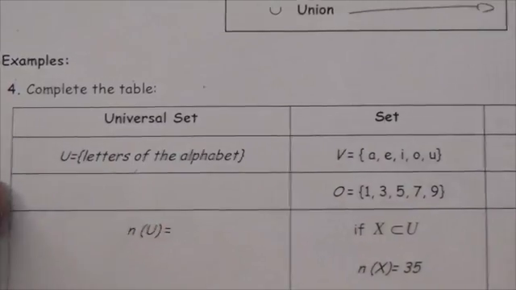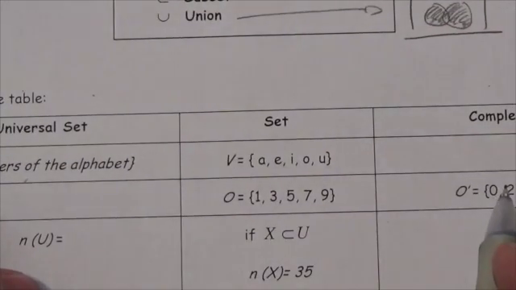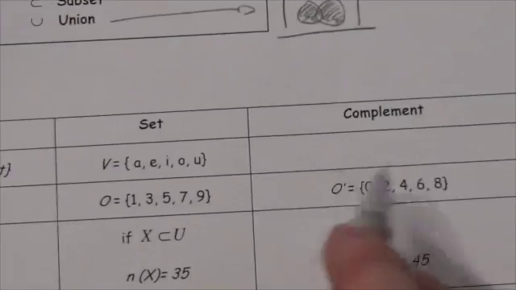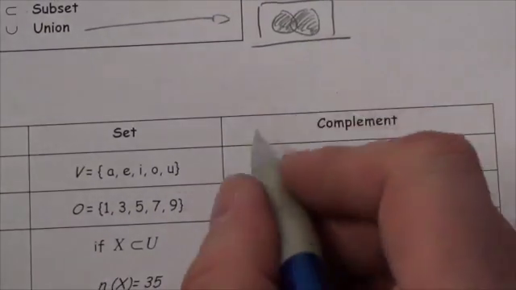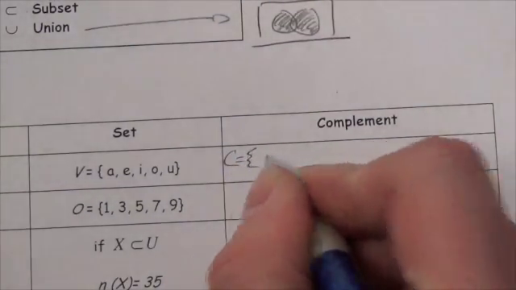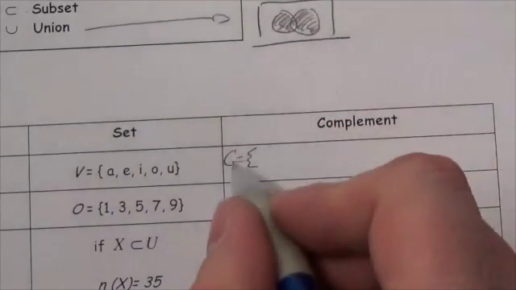It's the letters of the alphabet. This little set here is the vowels. Okay, so now we're supposed to identify the complement. Well, the complement is going to be everything that's a consonant here, so C.